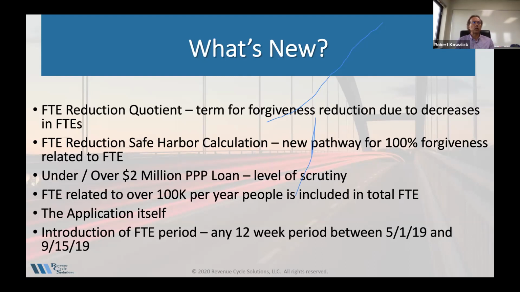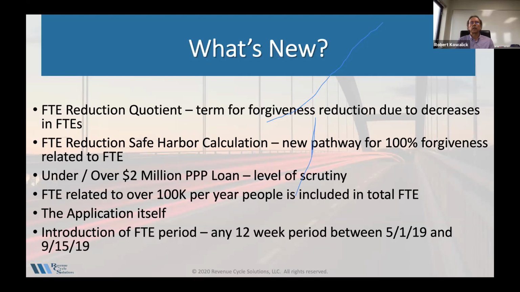I'm not saying that you're going to get away with anything that you shouldn't get away with, but the level of scrutiny, the auditing, the requests for additional information, they're going to be looking at loan sizes greater than $2 million completely differently than they do under $2 million. Originally, anyone over $100,000 a year was not counted. The FTE related to those people was not counted. It is counted now. The application itself is entirely new, obviously.